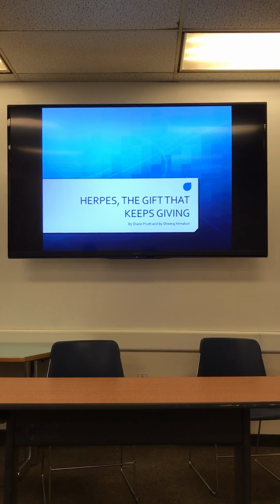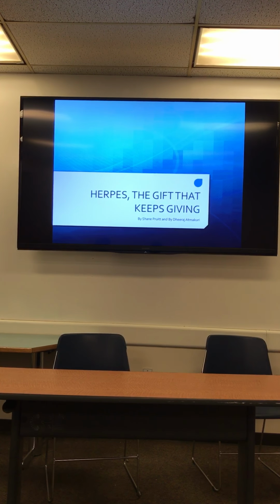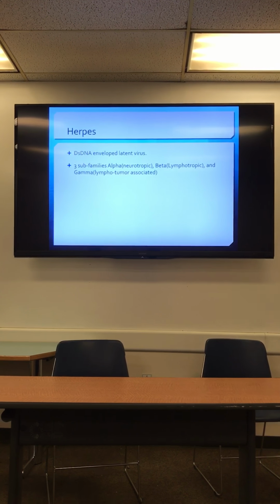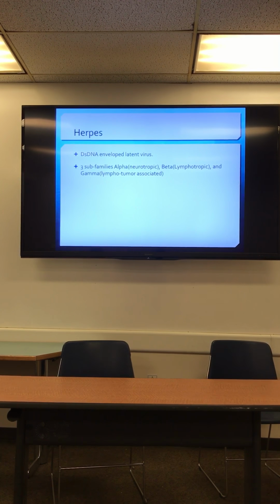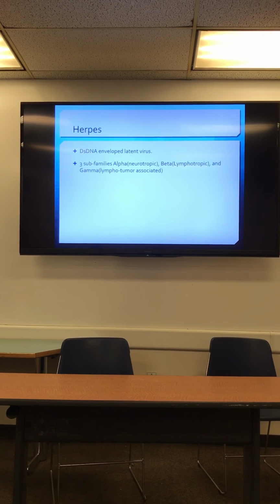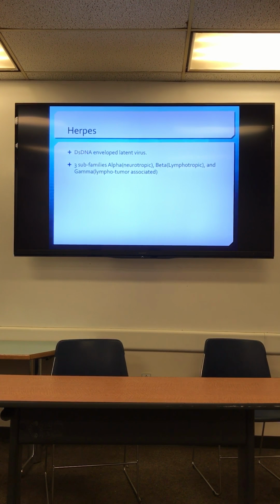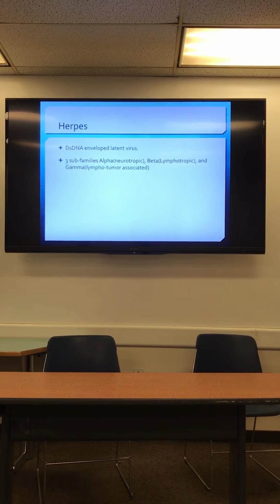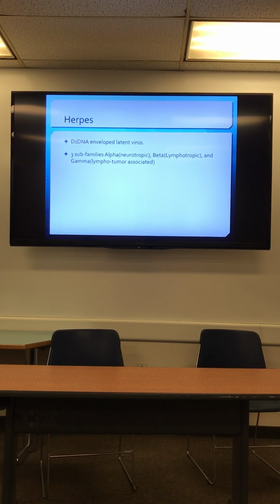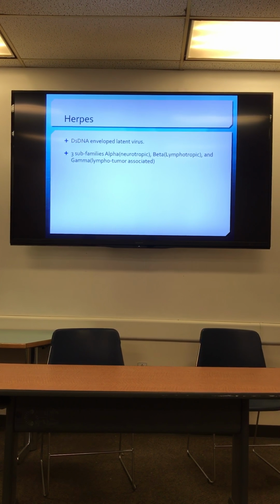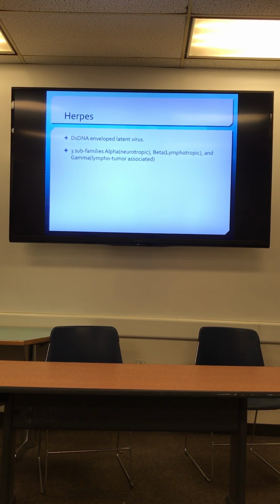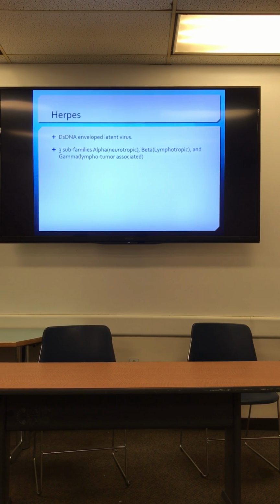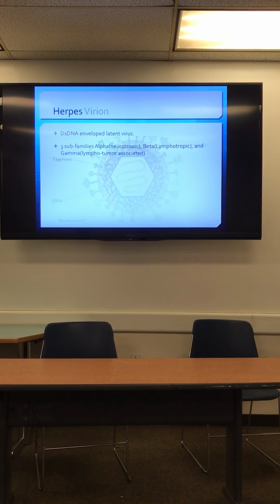and today we're going to be talking to you about herpes and its interaction with the human immune system. So, herpes is a double stranded DNA enveloped latent virus, and it has three subfamilies. So, there's the alpha family, which is neurotropic and infects the nervous system. There's the beta family, which is lymphotropic and affects the lymphatic system. And the gamma family, which also affects the lymphatic system and is tumor associated. So there's the side thing with cancers and tumors.